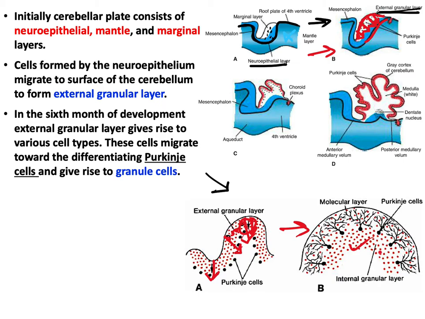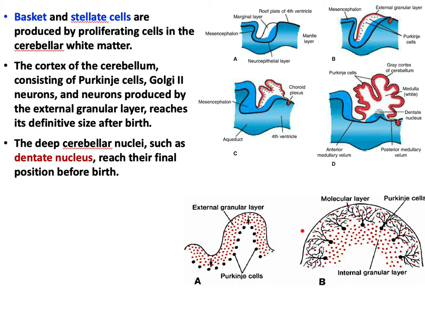Also, if you look at this figure, you remember the neuroepithelial layer that gives the neurons forming the cerebellar cortex. But there is also a group of neurons still close to it, forming nuclei inside the cerebellum, known for example as the dentate nucleus. Other cells like basket and stellate cells are produced by proliferation of cells in the cerebellar white matter. Now you have a cerebellar cortex with layers formed by Purkinje cells, Golgi type 2 neurons, and the neurons produced by the external granular layer, which reaches its definitive size after birth.